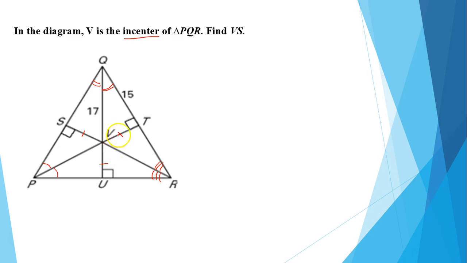So how to find VS? If we know how to find VT, then we know VS and VU. And we have some things about our triangle here. This right here is a right triangle, and we can apply the Pythagorean theorem to that. So let's go ahead and do that.